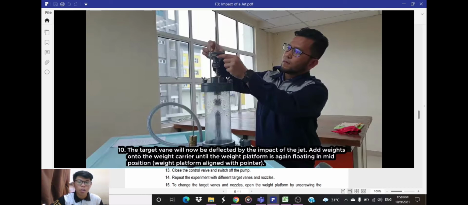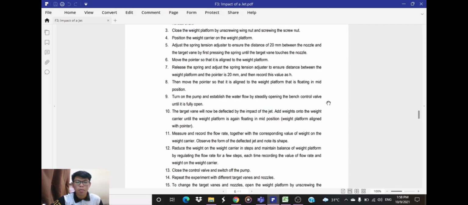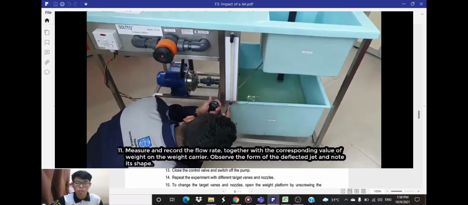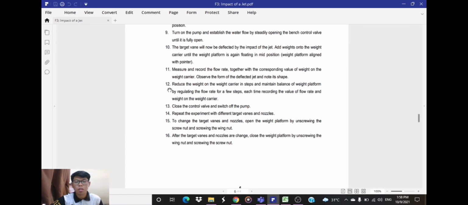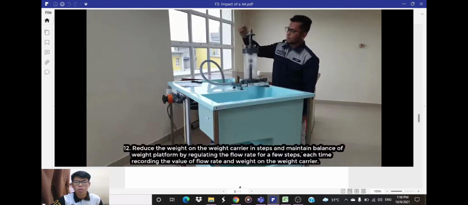Weight platform aligned with pointer. Step 11, measure and record the flow rate together with the corresponding value of the weight on the weight carrier. Observe the form of the deflected jet and note its shape. Step 12, reduce the weight on the weight carrier in steps and maintain balance of the weight platform by regulating the flow rate for a few steps, each time recording the value of flow rate and the weight on the weight carrier.